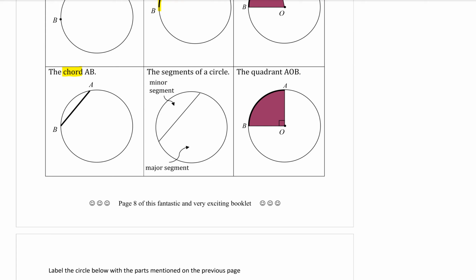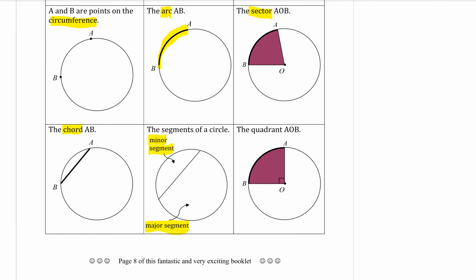Now, chords make segments. So here is a chord that's drawn here, and it's cut the circle into 2 parts. The smaller part we call the minor segment, and the large part of the circle we call the major segment. Now this last one, which is also a sector by the way, because it is a type of piece of pizza, it's just quite a large piece, but it's exactly a quarter of a circle, which we call a quadrant.